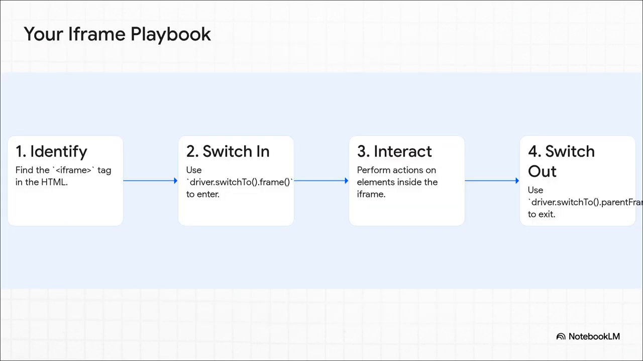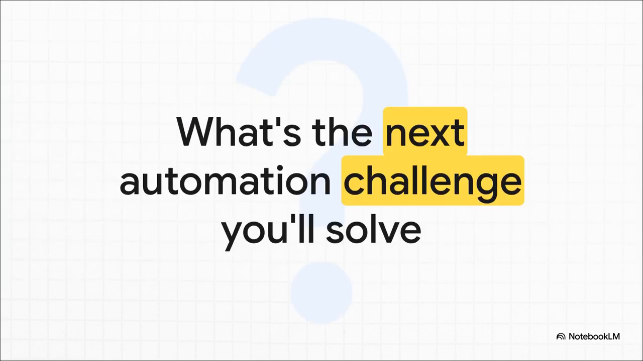So let's just put it all together into a simple 4-step playbook. This is all you need to remember. 1, identify the frame in the HTML. 2, switch in using one of those 3 methods. 3, interact. Do what you need to do, click the buttons, fill out the forms. And 4, and this is crucial, switch out to get control of the main page again. Identify, switch in, interact, switch out. That's the whole game.